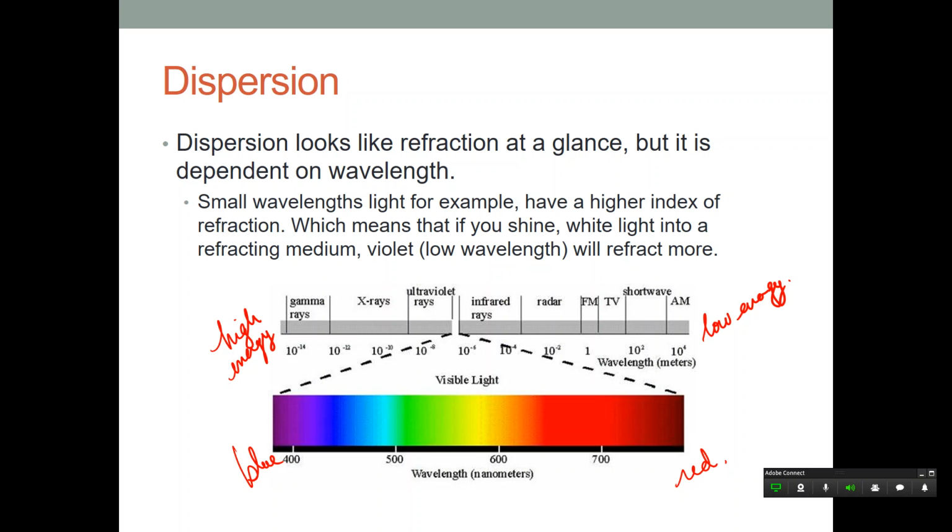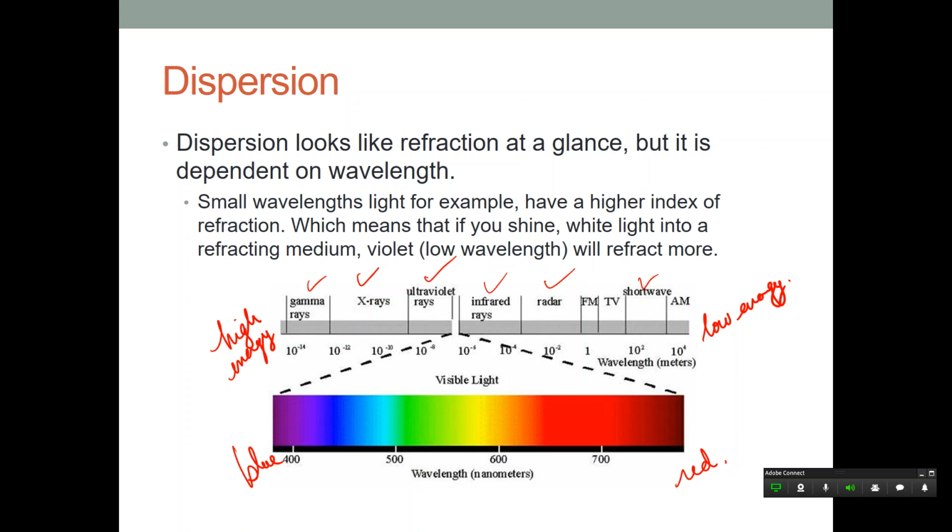You do need to know these terms: gamma rays, X-rays, ultraviolet, infrared, radar, and microwave. Shortwave, we'll call that microwave. You need to know those ones relative to each other. I don't need you to remember the numbers, but I need you to know that infrared, 10 to the minus 6 to 10 to the minus 4, comes after red.